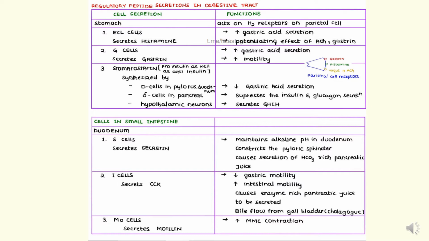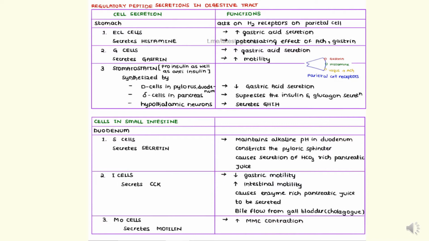Somatostatin, which is both pro-insulin as well as anti-insulin. It is synthesized by D cells in the pylorus and duodenum, delta cells in the pancreas, and hypothalamic neurons. D cells in the pylorus decrease gastric acid secretion. Delta cells in the pancreas suppress insulin and glucagon secretion. Hypothalamic neurons secrete GHIH.